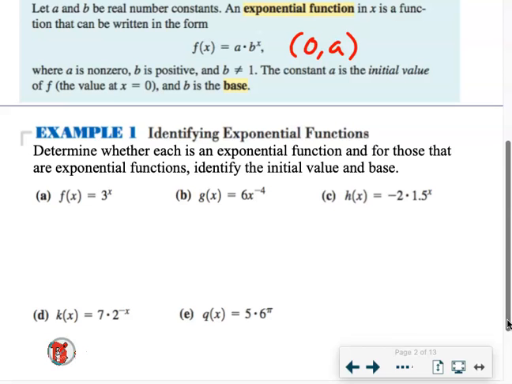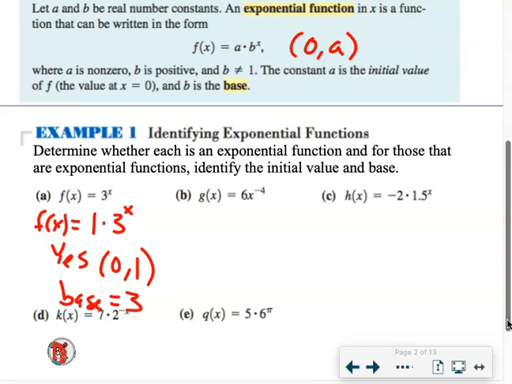I've got a base, and I've got an exponent. Wait a second, where's a? Well, if there is no number out in front that they multiplied by, that meant it was a 1. So this is a yes, and 0, a, which is 1, and then I have a base of 3. Right there.